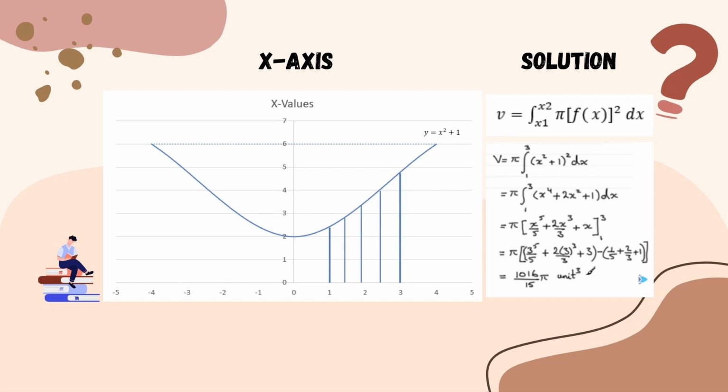The next step, we will substitute the limits. For the first bracket, it will be 3 to the power of 5 over 5 plus 2 times 3 cubed over 3 plus 3. And for the second bracket, it will be 1 over 5 plus 2 over 3 plus 1. And we will solve this equation using a calculator. And the result will be 1016 over 15 pi unit cube. I will pass this presentation to Adi Sadiq to explain to you about the y-axis question.